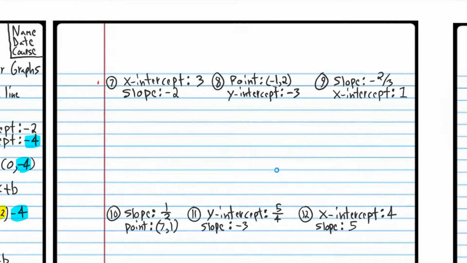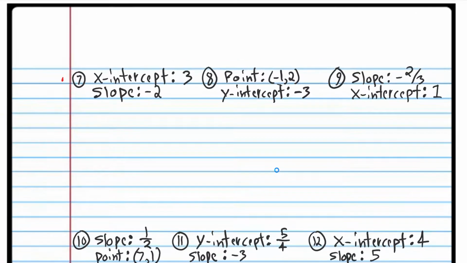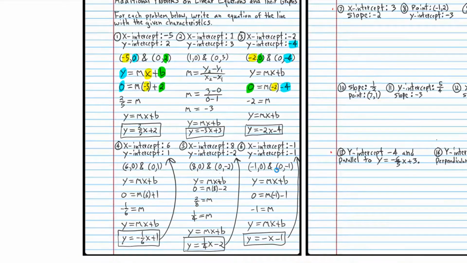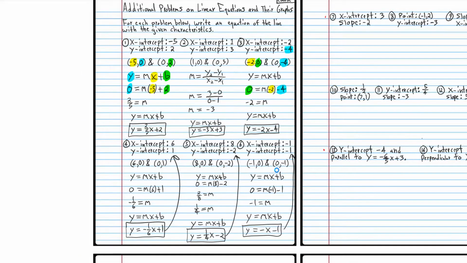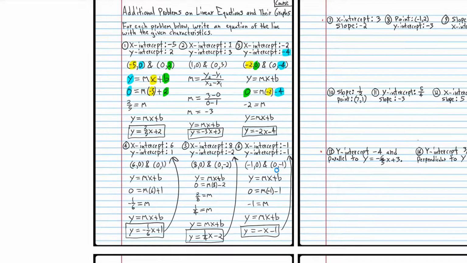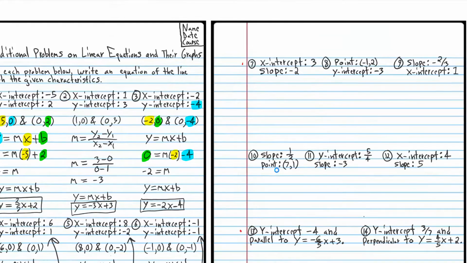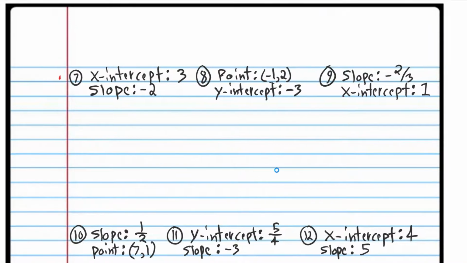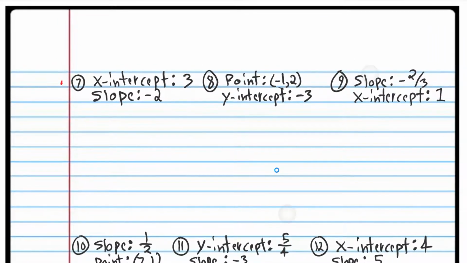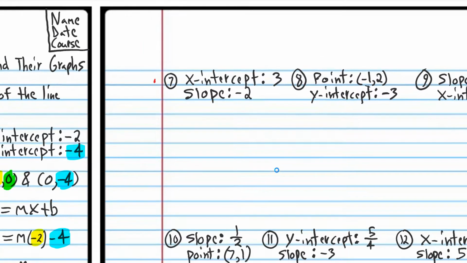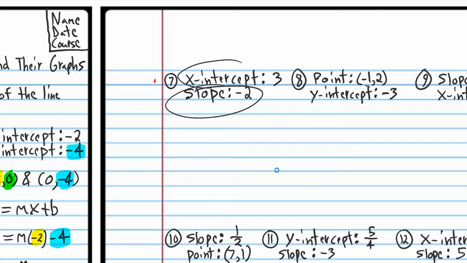All right, so we're continuing with different variations of problems. In all those problems that we just did, we were given the x and y intercepts, and we were asked to find an equation of the line. So now we're going to be given a lot of different types of information. In this first problem, we're given the slope of the line and where the line crosses the x-axis.